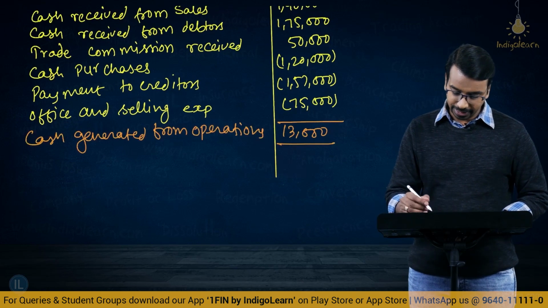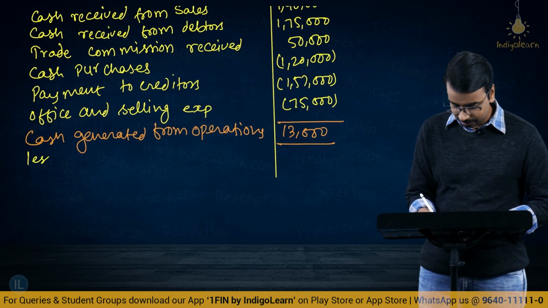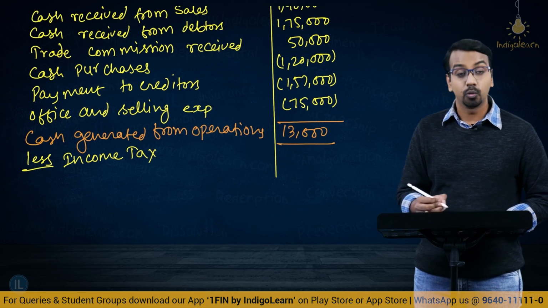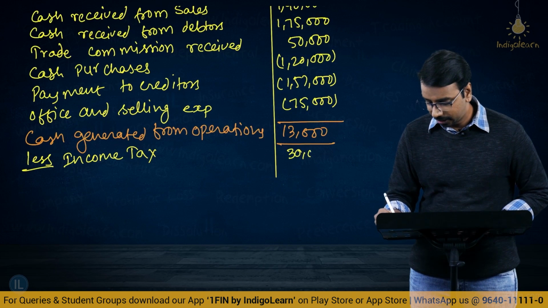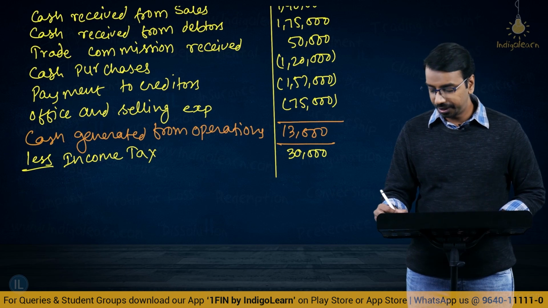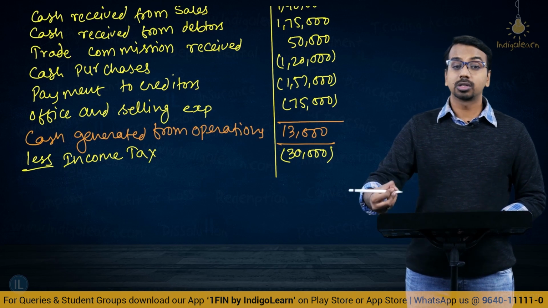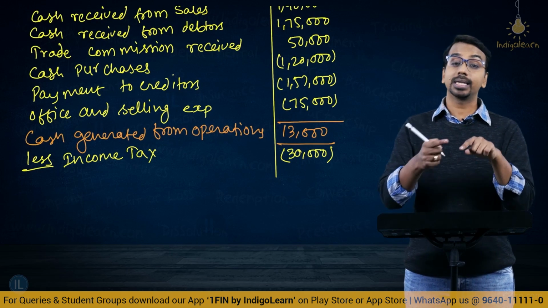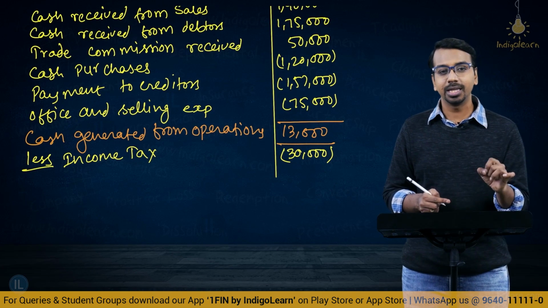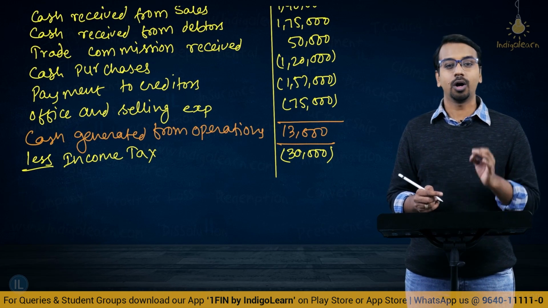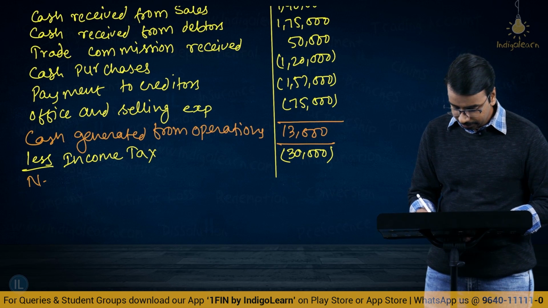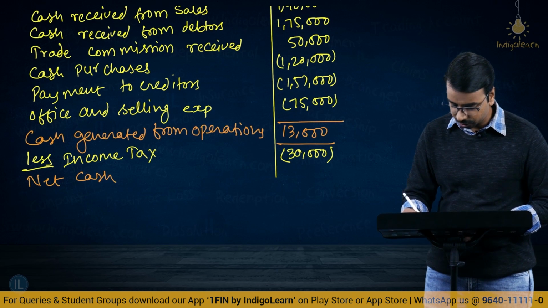So for tax, then you will say less income tax, which is given as 30,000. Again, this is an outflow, indicate it in the bracket. So 13,000 minus 30,000, meaning to say you generated 13,000, now you still have to pay a tax of 30,000, which means there is a net cash outflow of 17,000. So mention that net cash used in operations.